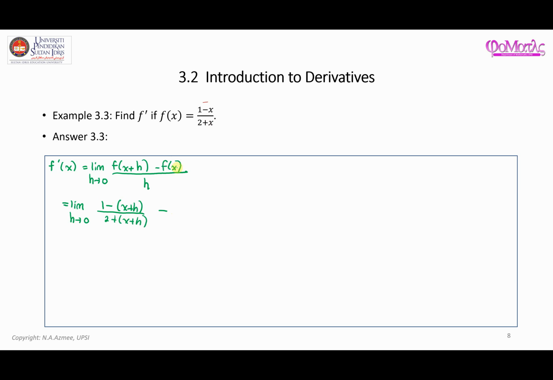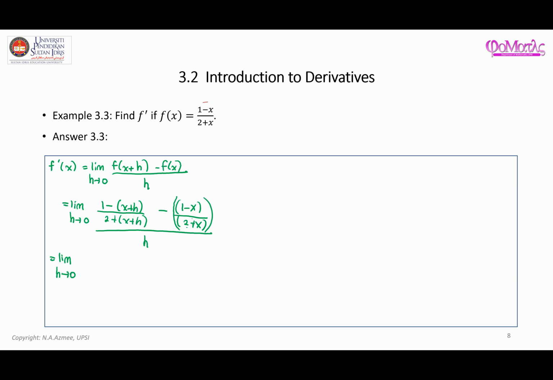Minus, now I'm going to substitute x into this function, which really just represents the function itself, so it's 1 minus x over 2 plus x, all over h. There is no other way to simplify the expression except that you need to find the common denominator for these terms and simplify accordingly. That is going to be a bit tedious, but let us take it one step at a time.